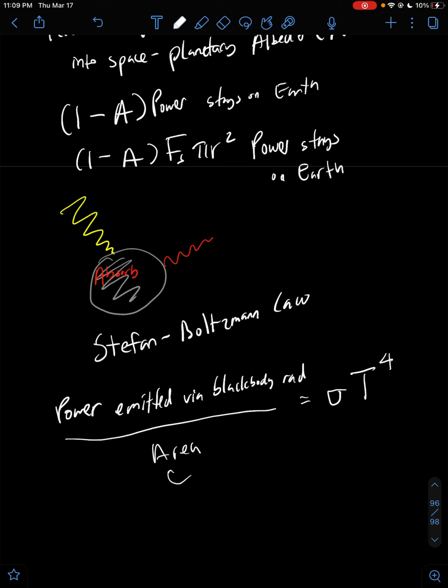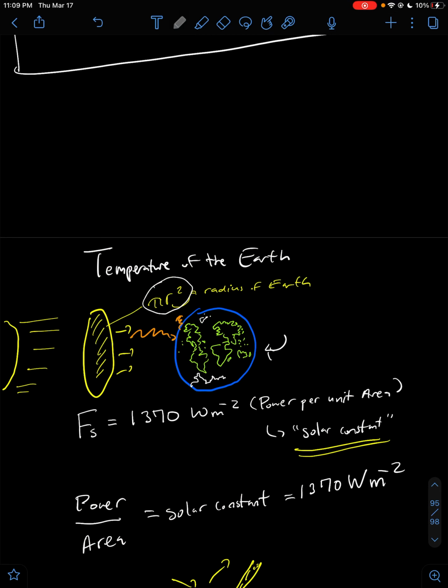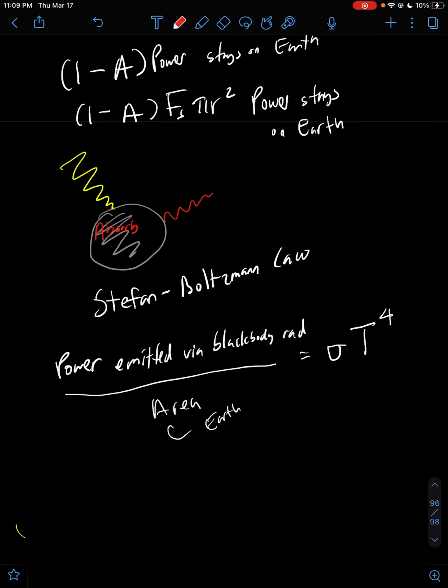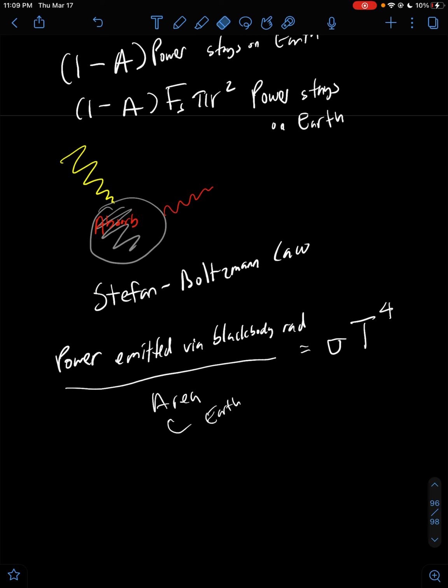The area in this case is going to be the area of the Earth, since the Earth is going to be the black body that emits blackbody radiation. Since the Earth is a sphere, the area is going to be 4 pi r squared, I believe. So the power emitted via blackbody radiation is going to be equal to 4 pi r squared sigma times the temperature to the fourth.